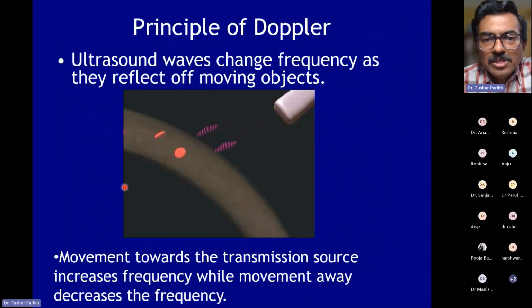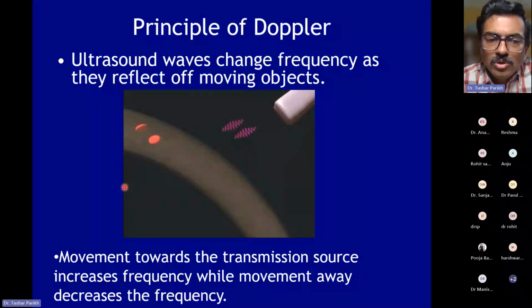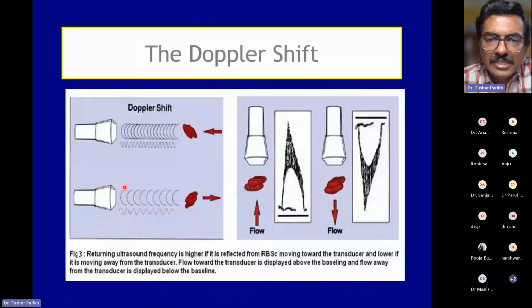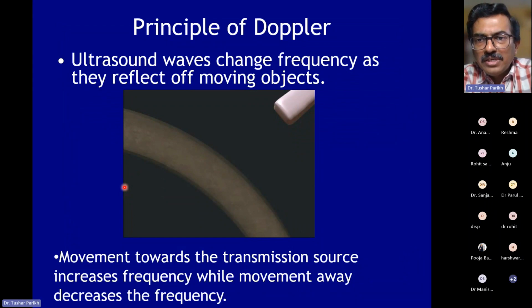Now, just to highlight, the ultrasound probe sends an ultrasound beam, and as it gets reflected from the red blood cells, it changes frequency. When there is movement towards the transmission source, it increases the frequency; away from the source, it decreases the frequency. So what is the Doppler effect basically? The principle of Doppler is that ultrasound waves change frequency as they are reflected from a moving object.